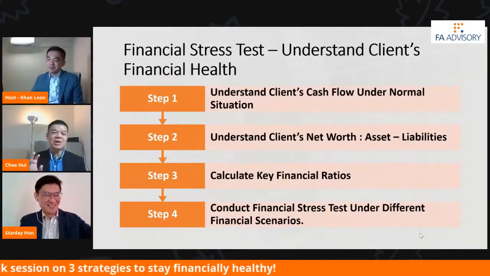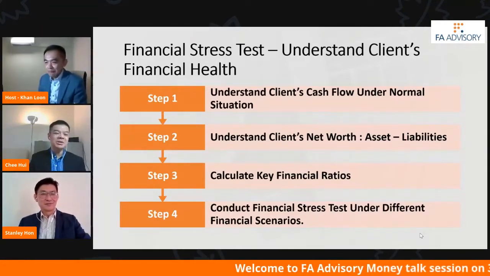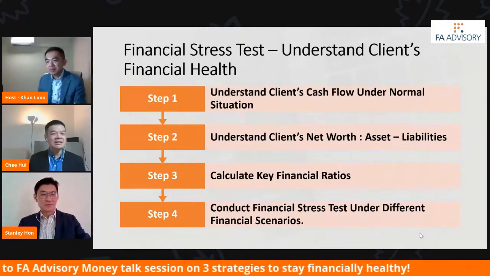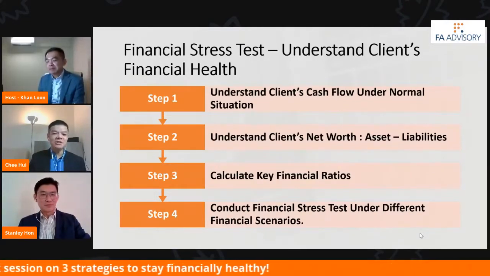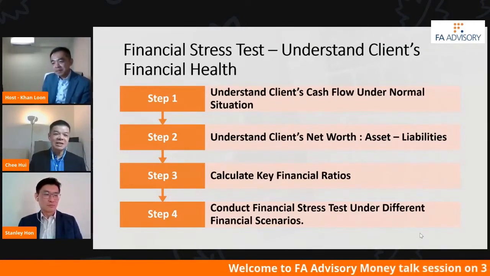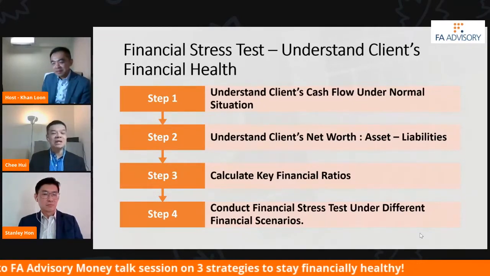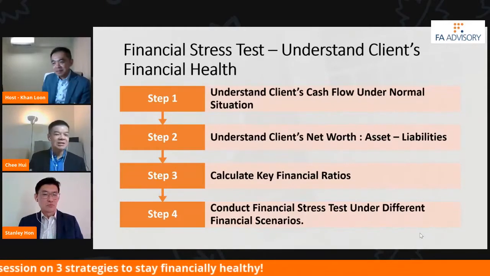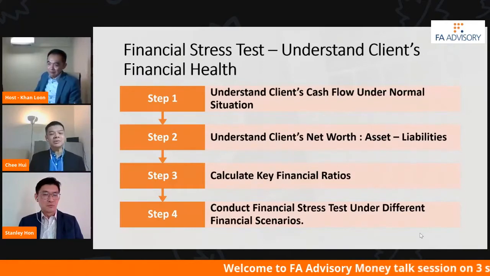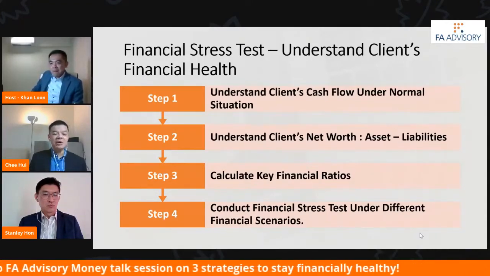First is to understand your cash flow under normal situation. What is cash flow? Just now, Stanley has explained to us. Cash flow is your income minus your expenses. Most of us will have an employment income if you're employees. Some of us are in business, so you have business income, and some of us have investment property, so you have rental income. Some of us have investment assets, then you have dividends. These are investment income. So under normal situation, how much is your total income? That's your inflow.